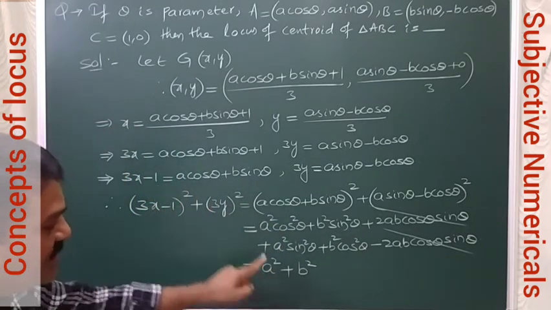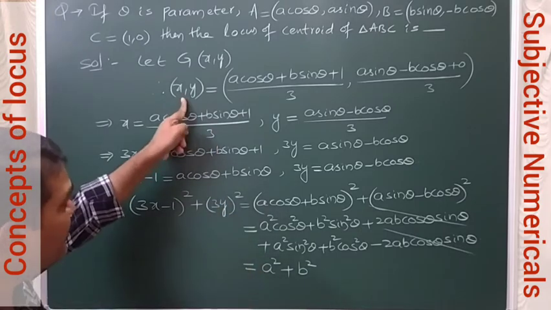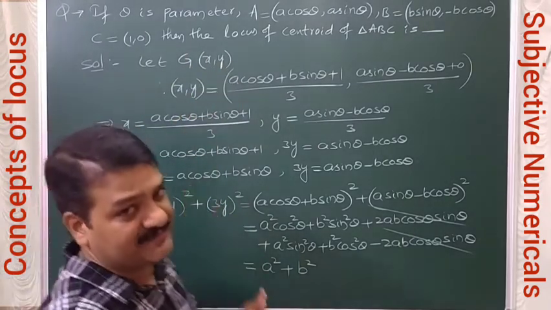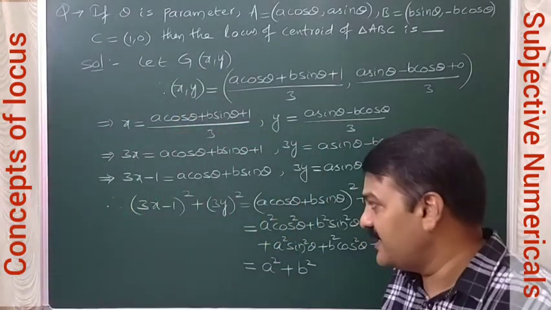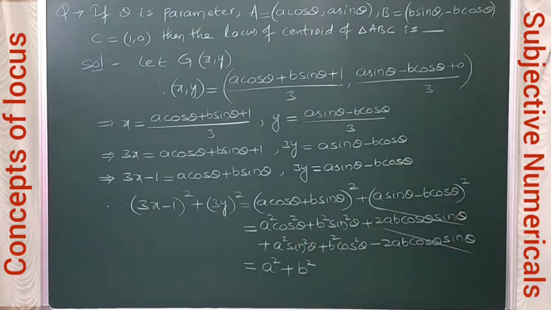So this is the equation of the locus of the point (x, y), which is also the centroid. So the locus of the centroid of triangle ABC is this equation. Okay, now let us go to the next question.